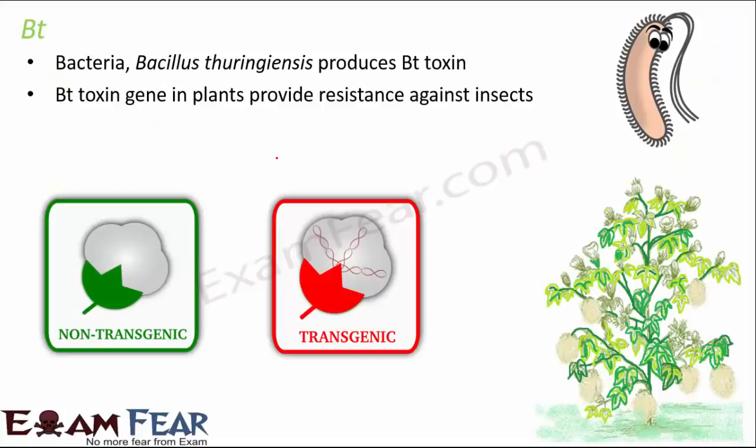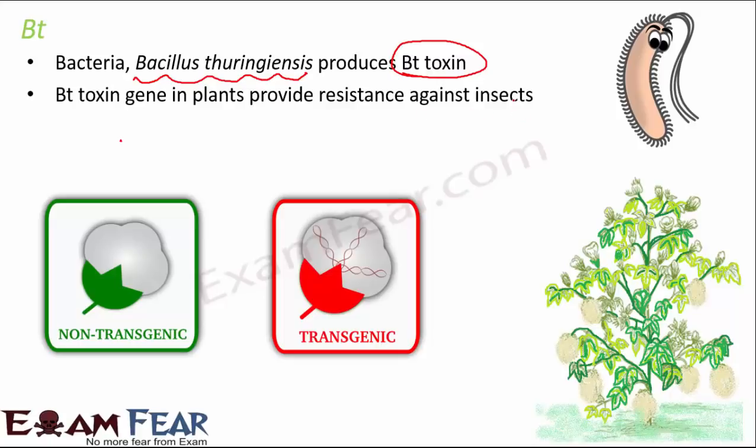So we often talk about the genetically engineered BT cotton. We say that it is more resistant against pests. So what is BT? BT stands for Bacillus thuringiensis. It is a bacteria that produces BT toxin. And what does this BT toxin do? It provides resistance against insects.